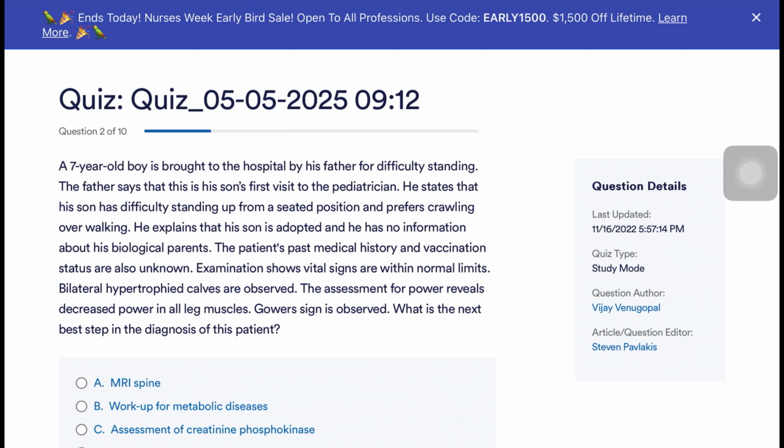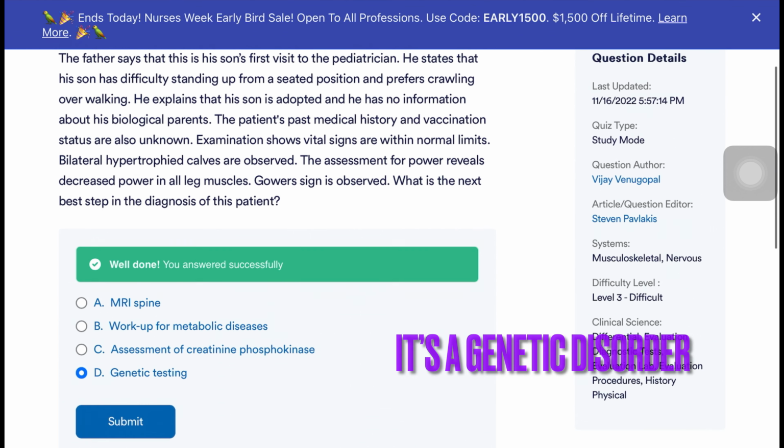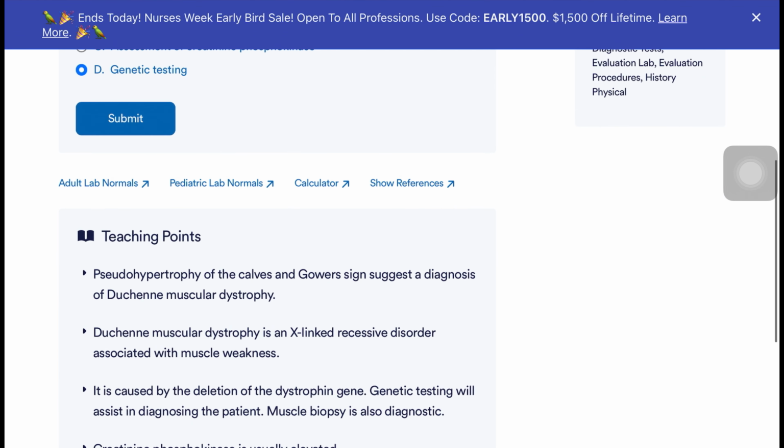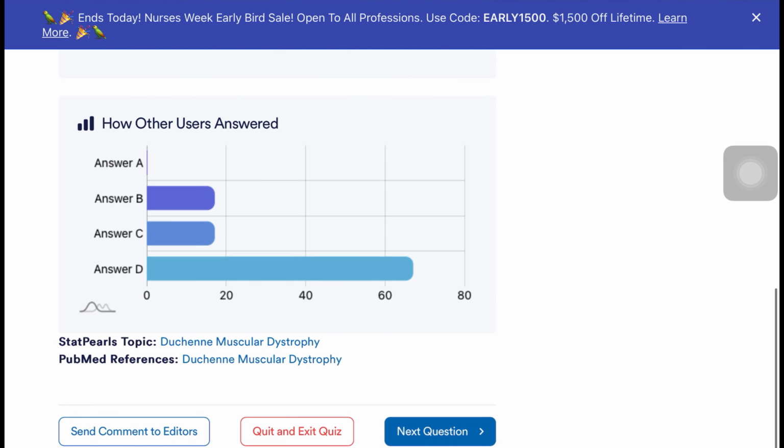And the answers are A, MRI spine, B, workup for metabolic disease, assessment of CK, creatine phosphokinase, or genetic testing. What is the next best step in the diagnosis of this patient? Definitely gene testing, because you don't know the biological parents. And so yeah, pseudohypertrophy of the calves and Gower sign suggest a diagnosis of Duchenne muscular dystrophy. Oh my gosh, I said atrophy.